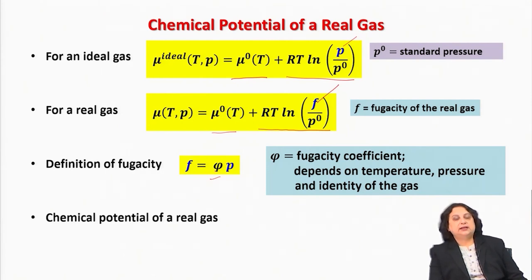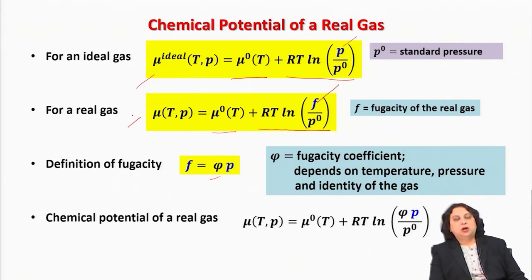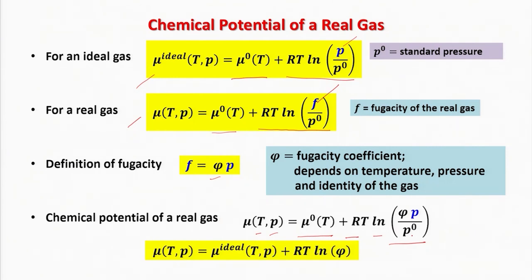As you understand, with this introduction of the concept of fugacity, I can very easily compare these two equations and write down that mu of the real gas at a given temperature and pressure would be nothing but mu naught of T plus RT ln of phi P by P naught. This gives me that the chemical potential of the real gas is equal to the chemical potential of the ideal gas under identical conditions of temperature and pressure, plus a term which indicates the contribution to chemical potential because of the existence of deviation from ideality.